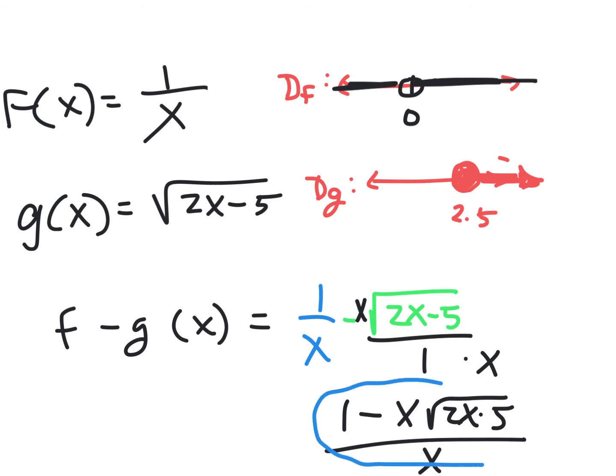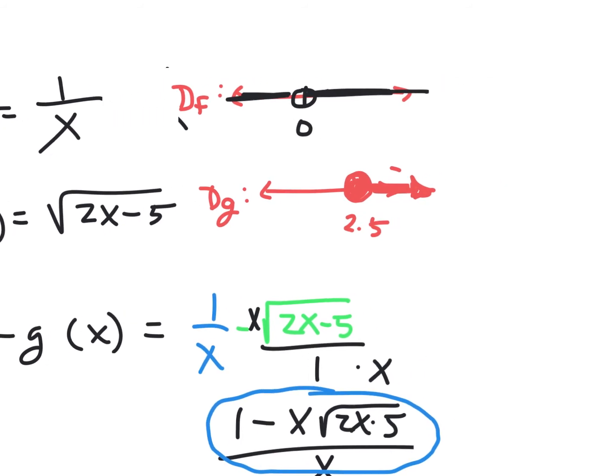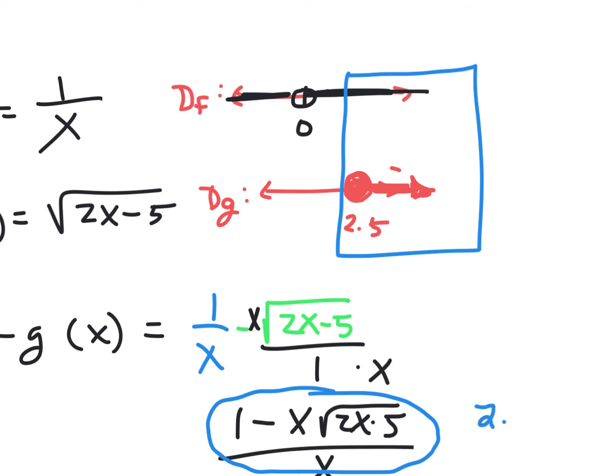That is harder because of the whole common denominator thing, but that is what f minus g of x is. And what's its domain? Well, once you make the other two domains, it's really easy. See? It's 2.5 and bigger. They both have 2.5 in them, right? So it's 2.5 or bigger. So I could just write 2.5 included to infinity.